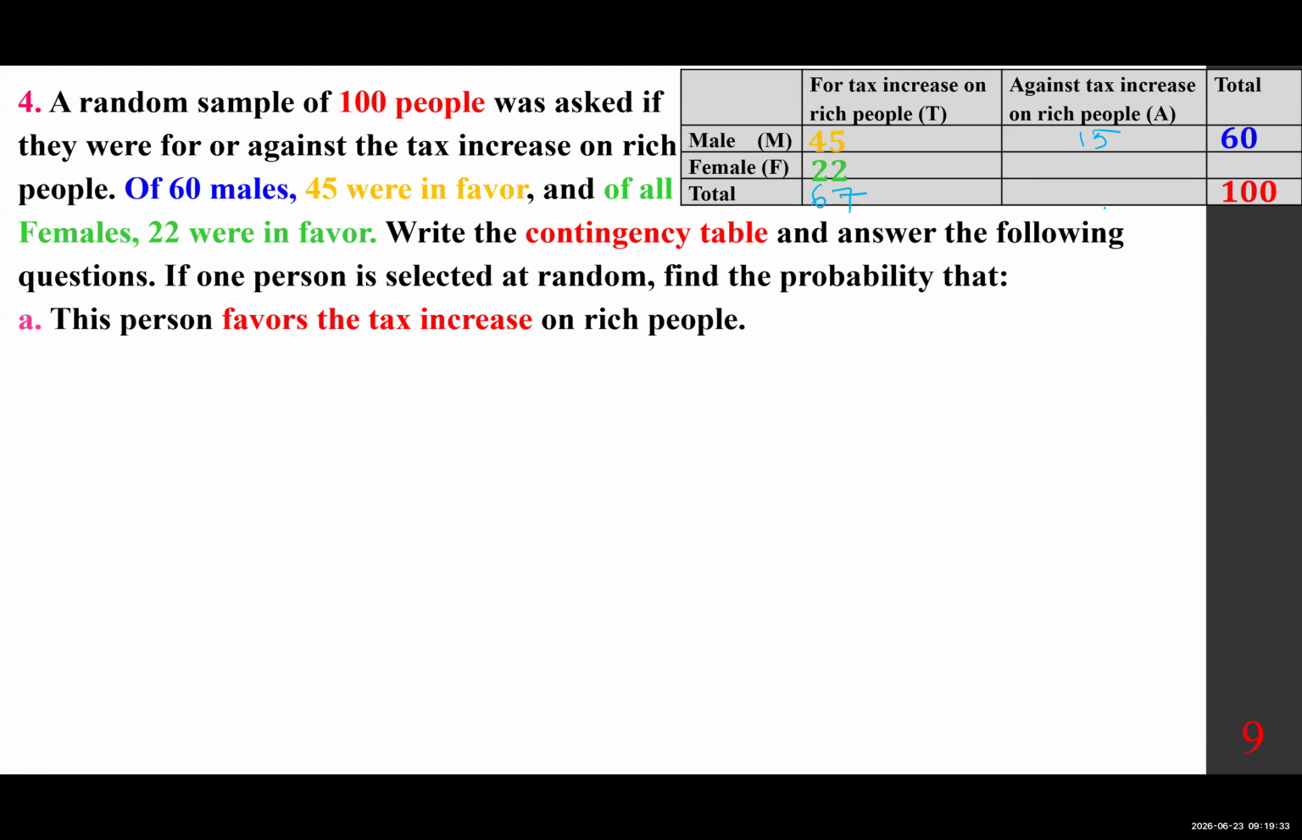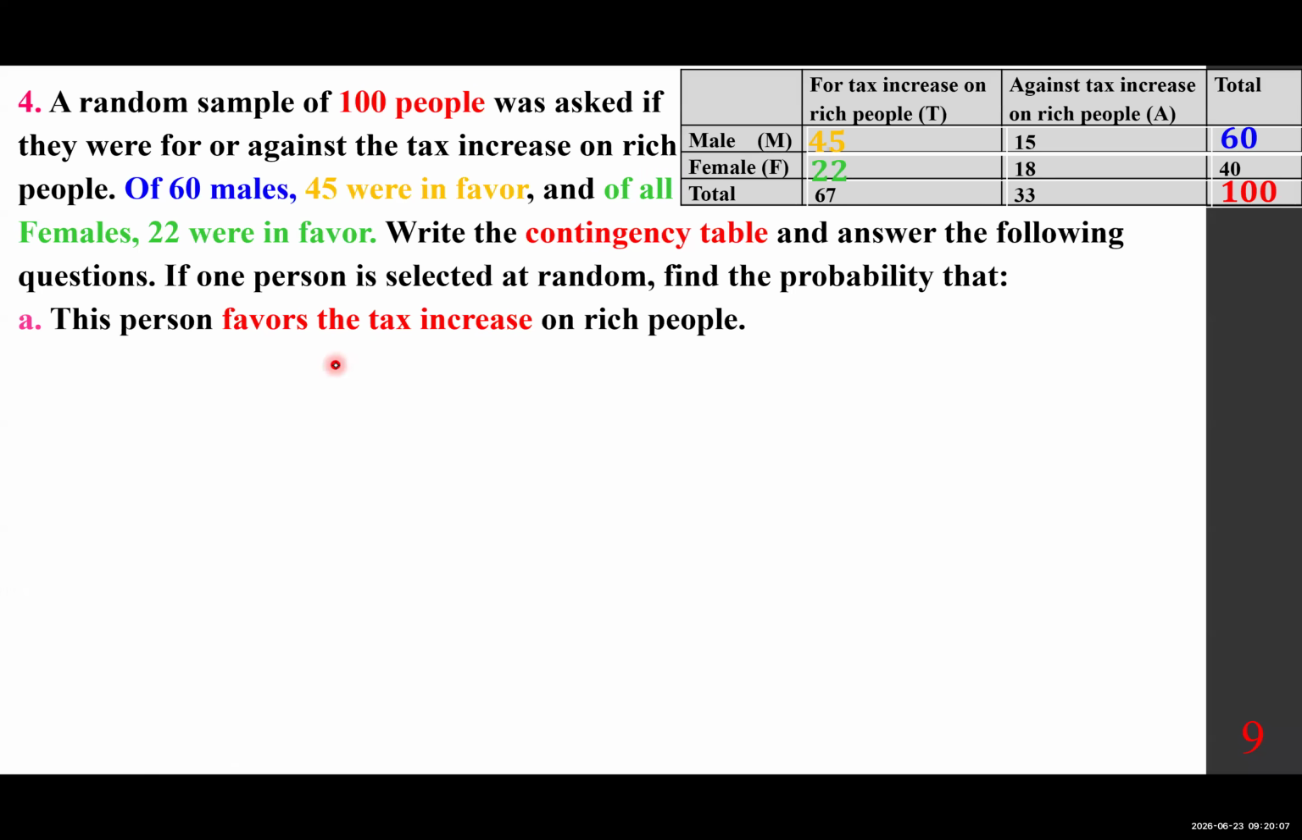So now I can come up with this. 67 plus what number is 100? 33. So if I have 33 here, what number do I need here? 15, and what number adds up to 33? 18. In other words, 33 minus 15. So I can easily fill them up. I'm going to erase my work. And now we're going to answer the question.